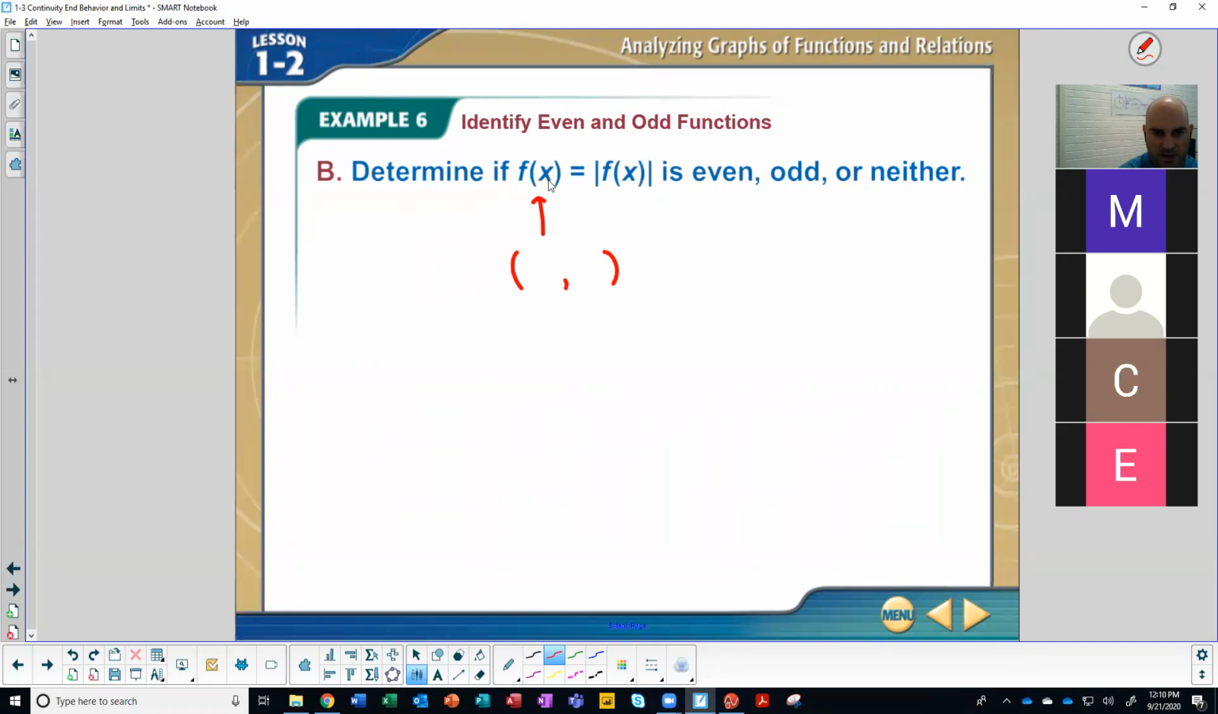Is this x positive? It's positive. That means it's going to be on the right side of the graph. My y value, is it positive or negative here? Positive. That means it's going to be in the first quadrant. It's going to be right and up.